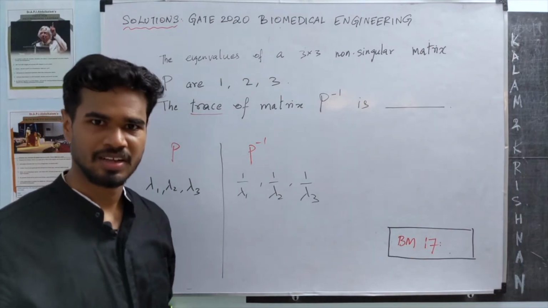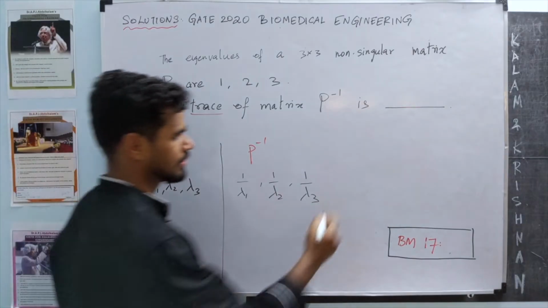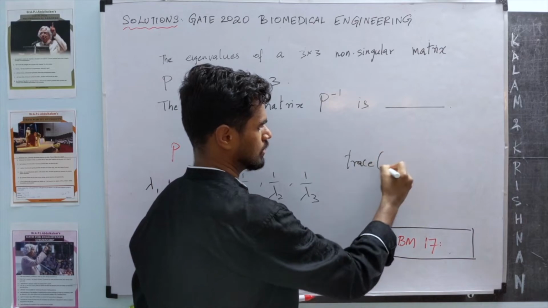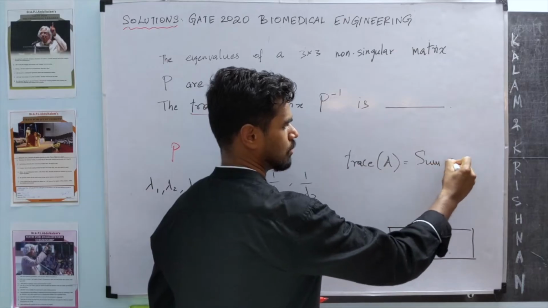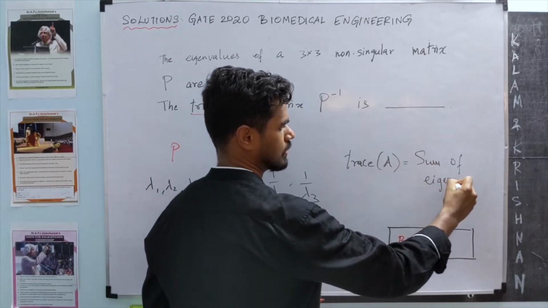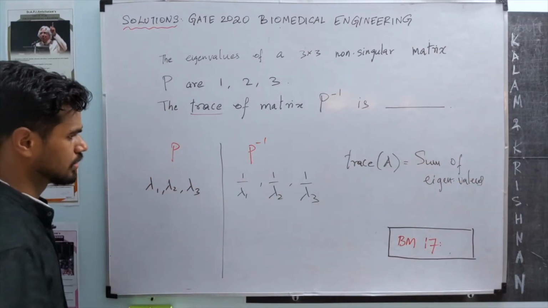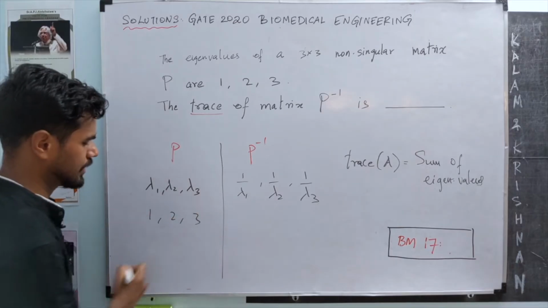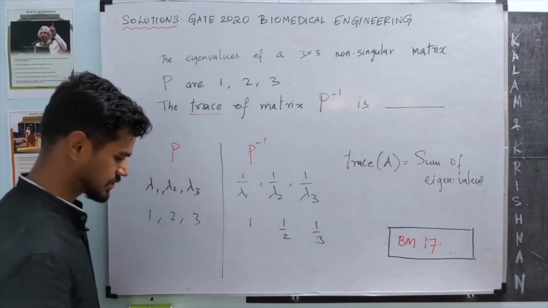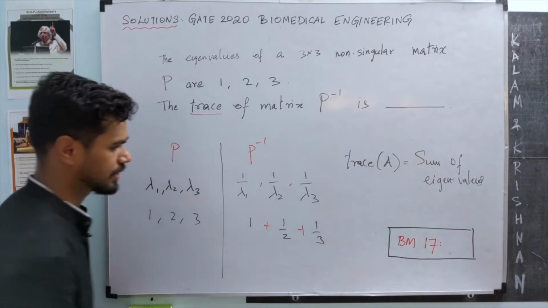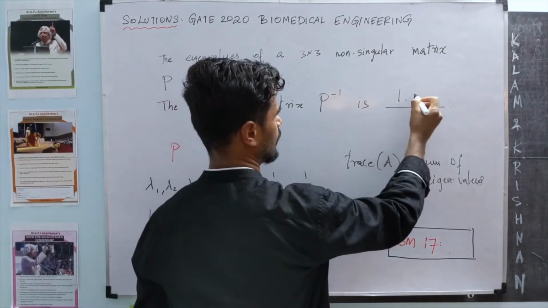Okay, how does that help in finding the trace of P inverse? Again the answer is very simple, because the trace of a matrix is the sum of its eigenvalues. Here the eigenvalues are 1, 2, 3. So here it's 1, 1 by 2, 1 by 3. The trace is nothing but 1 plus 1 by 2 plus 1 by 3. That turns out to be, I think, 1.83.